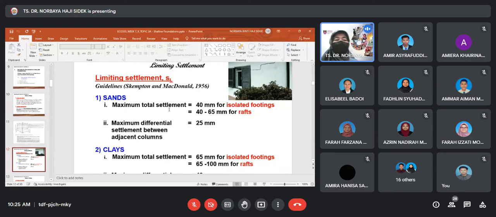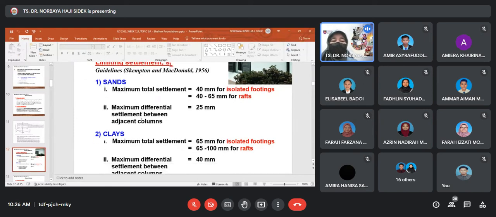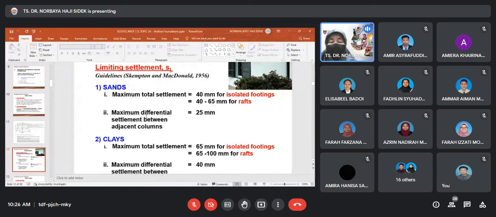Okay, we have the guideline given by Skempton and MacDonald in 1956. So this is the guideline for the sand and also clay. So it means that when we design the foundation, we need to know what the type of soil is. Okay, how will we know the type of soil? Based on the SI report. So from the SI report, we know the characteristic of the soil, either in the categories of sand or clay.